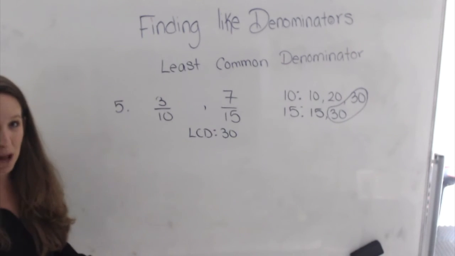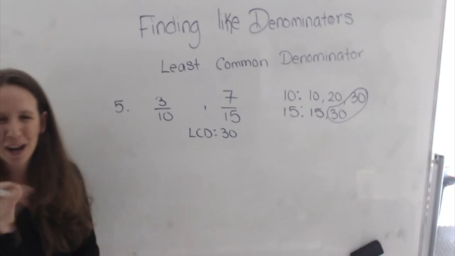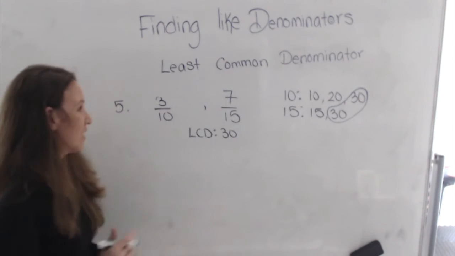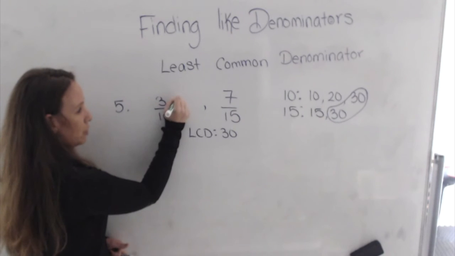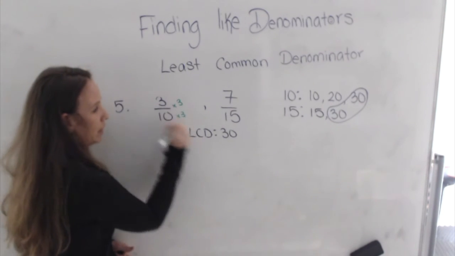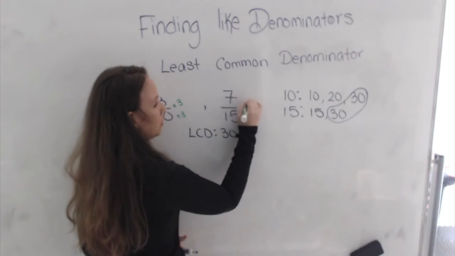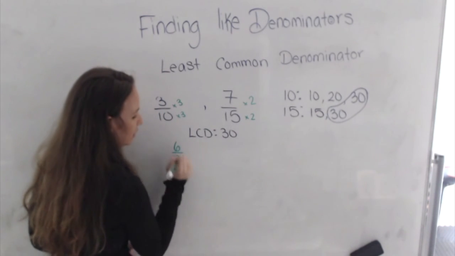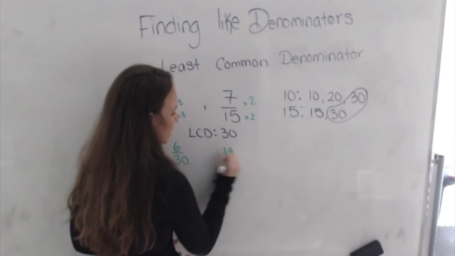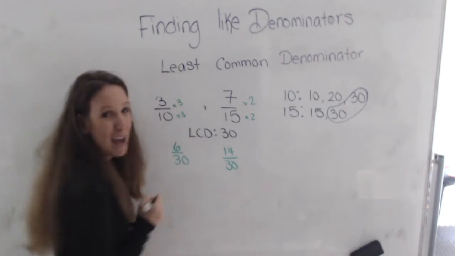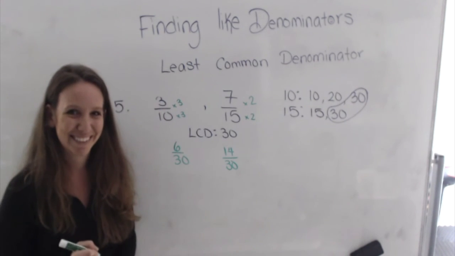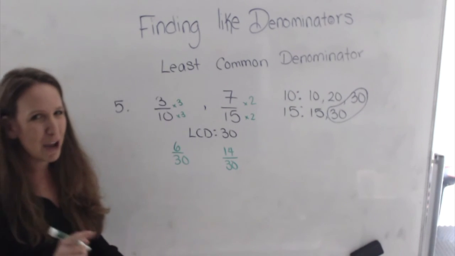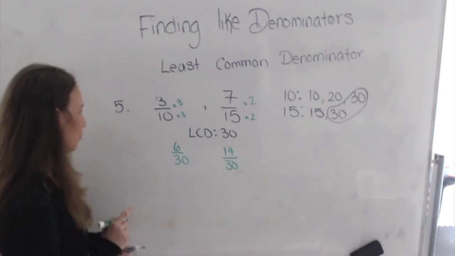Now, let's do the last problem. Oh, you know what? I'm going to give you a little answer. If you want to know what these would be, with your least common denominator, we're going to multiply by 3, multiply by 3, multiply by 2, multiply by 2, and that is 6 over 30, and the other one is 14 over 30. How many of you got that? How many of you didn't even try? I want you to keep trying though. I know you can do it.